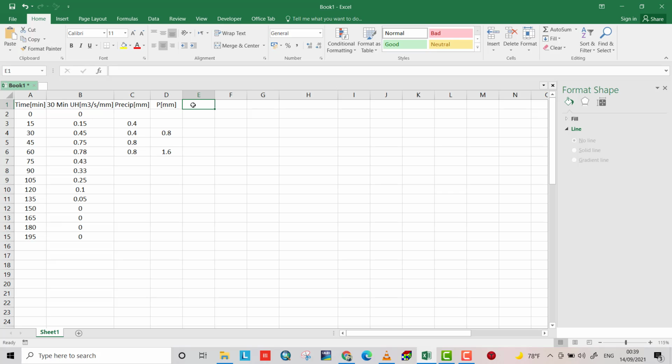Now we have to find the flood which results from the 0.8 precipitation. Let me write 1 in Roman numeral, that is the 1. We have to multiply 0.8 by the ordinates of the 30 minute unit hydrograph. It equals 0.8. We have to fix this one and multiply by the ordinates of the unit hydrograph.